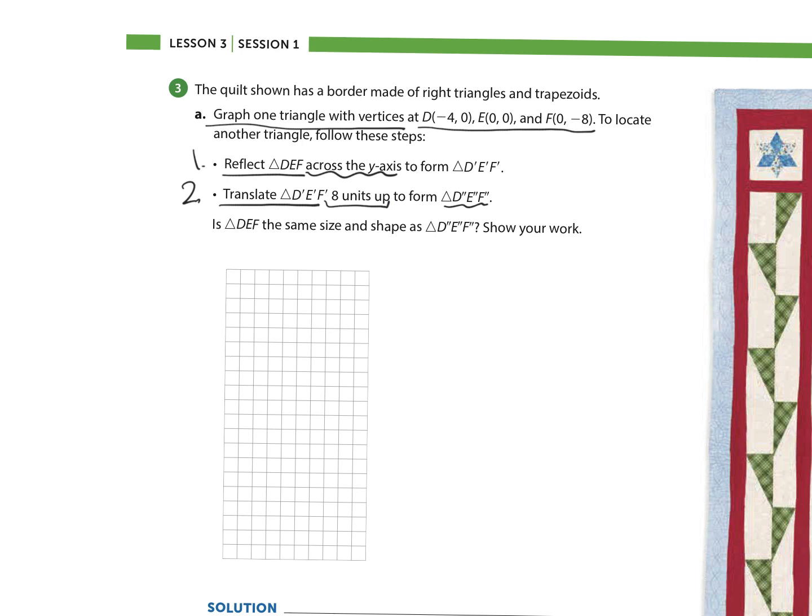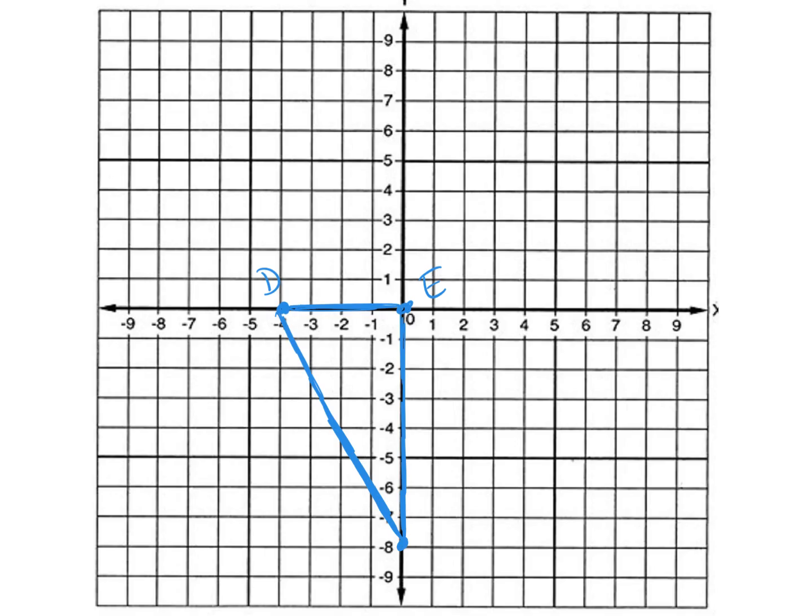And then the question is, is the pre-image the same as our final image? So I'm going to go to a different slide with a coordinate plane that's already labeled, and I'm going to graph this and then show you the transformations. So here we have our pre-image. We have point D at -4, 0. E is at 0, 0, the origin, and then F down here is at 0, -8.